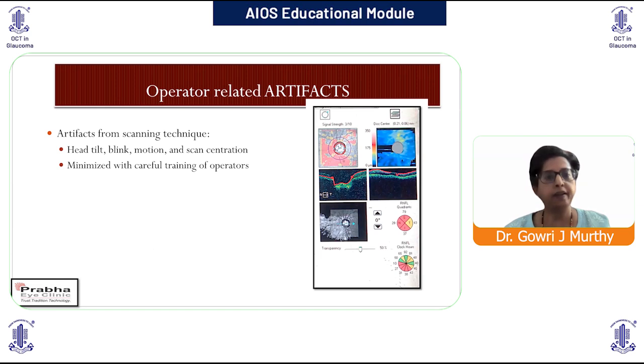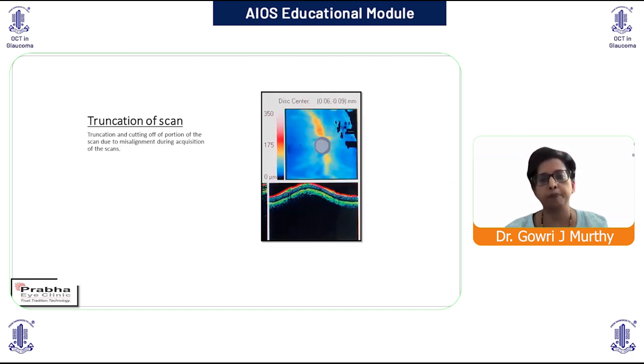There are certain operator-related artifacts which can be present in the OCT image. One is during a blink. If a patient blinks during the acquisition of the scans, a portion of the data in the ONH cube is missing. This is indicated by a dark or black band on the reflectance image on the printout. This can lead to errors in the RNFL thickness estimation, and such scans should be discarded. These errors can be minimized with careful training of the operators.